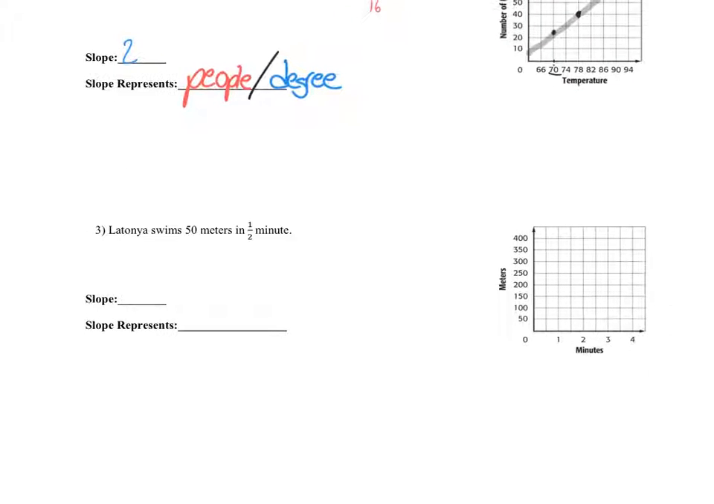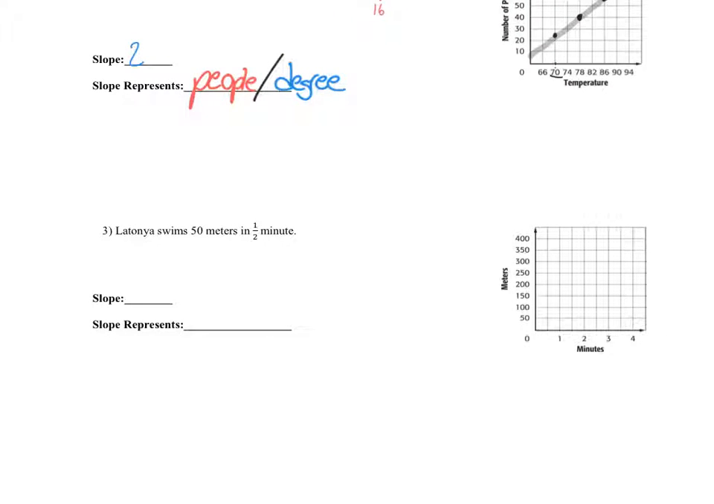On to number 3. This is Latanya swims 50 meters in half a minute. So I'm going to go ahead and graph that 1 point. Actually, I'm going to go ahead and go slope represents because it says this is meters in or per minute. So we are talking about meters per minute.